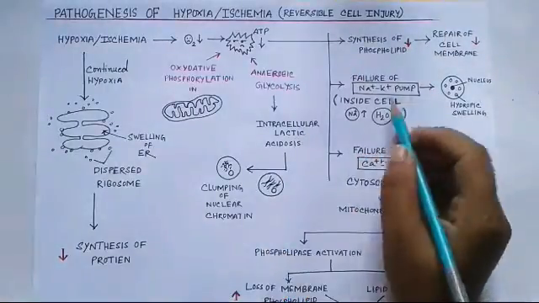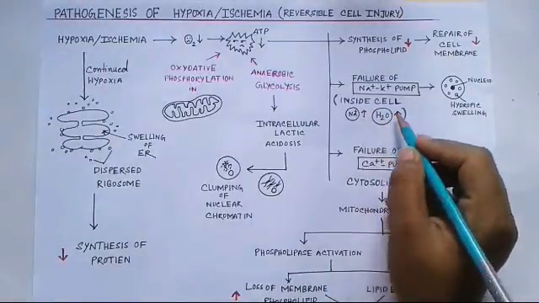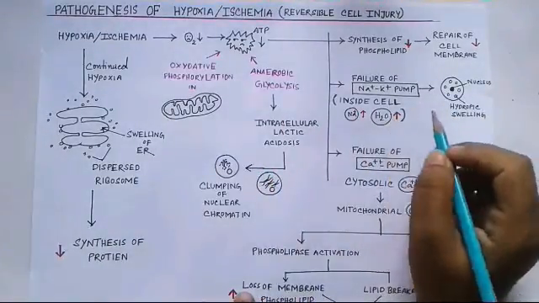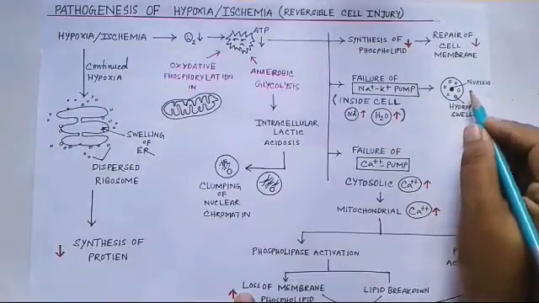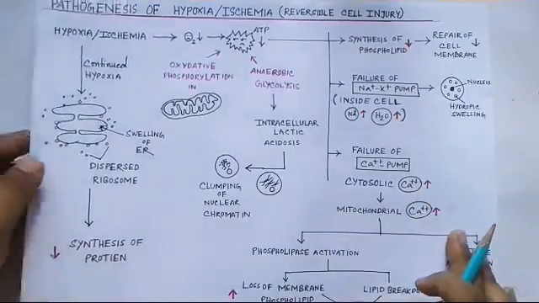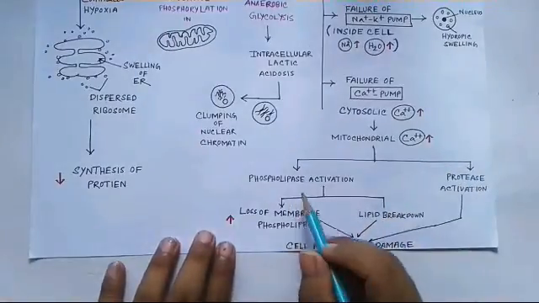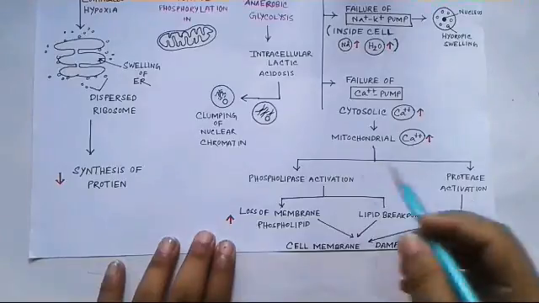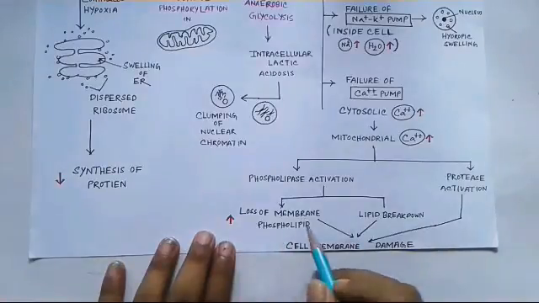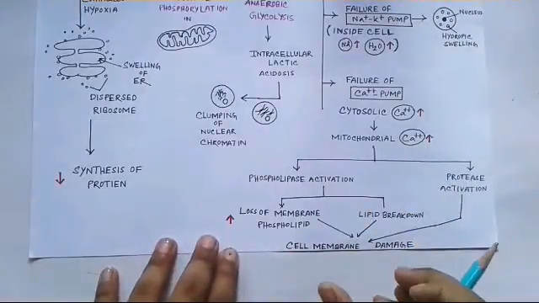For the same reason, the sodium-potassium pump fails to work properly. For this reason, sodium ions and water molecules accumulate inside the cell. This accumulation of water creates hydropic swelling in the cell. The calcium pump also, for the same reason, fails to work properly. This results in an increased level of mitochondrial calcium ion. This increased calcium ion activates the phospholipase enzyme and the protease enzyme. For this activation, the rate of breakdown of phospholipid or any other lipid increases, and these issues ultimately damage the cell membrane.